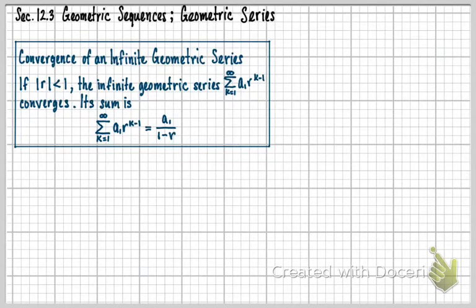Now we're going to talk about the convergence of an infinite geometric series. So here it is. If the absolute value of r is less than 1, that simply means that r is between 1 and -1. Think about r being a negative number. That's okay, because if it was negative 1/2, the absolute value of that equals 1/2. So that's what that means.